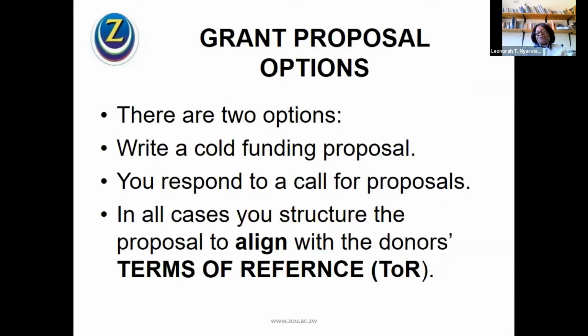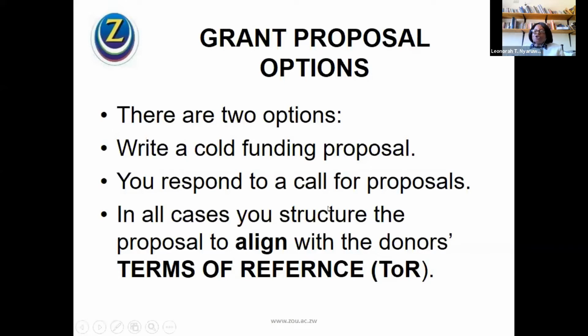Now, there are two options for writing a grant proposal. I have seen that you can write a cold funding proposal, where you research the funding organizations, look at what they fund, and write your proposal. They normally say, we accept proposals twice a year, and they give you the months when they close the first proposal for that year and the second proposal for that year. So normally you do a cold proposal during the 6 months that they are accepting.